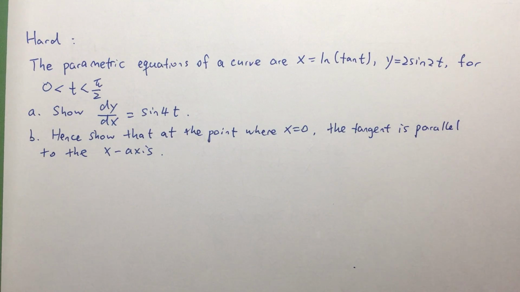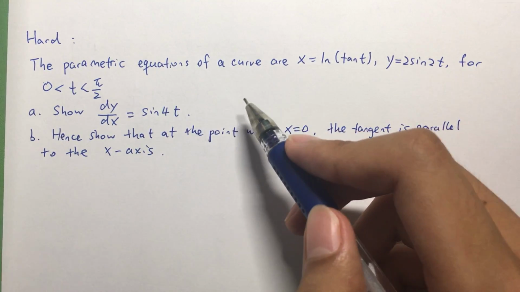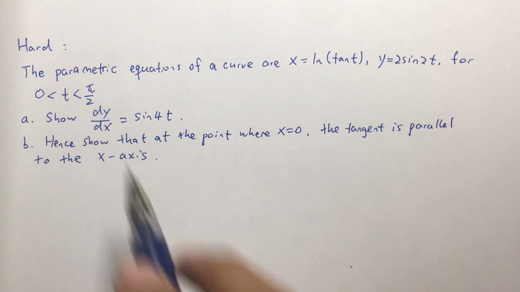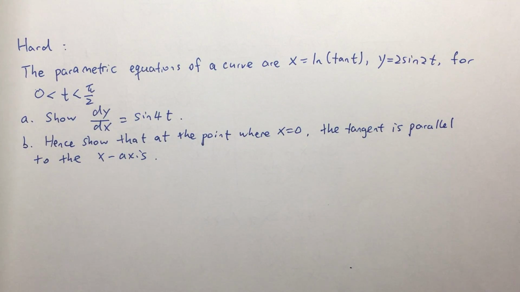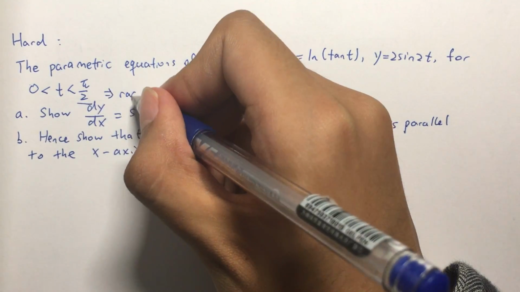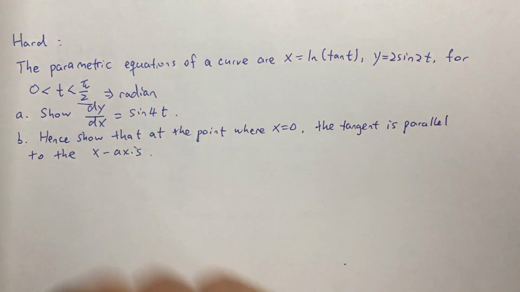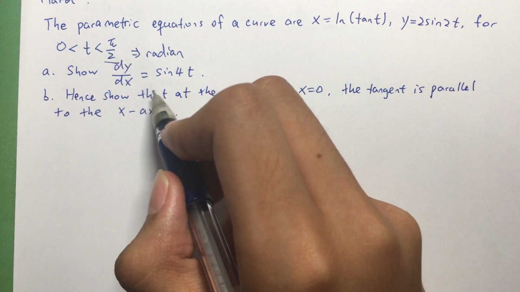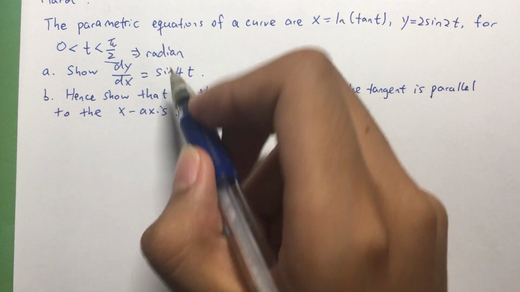The parametric equations of a curve are these two equations for t greater than 0 and smaller than pi over 2. So now if we see pi over 2, it means that this is in radians, so our answer should also live in radians. First part is show dy over dx equals sine 4t.